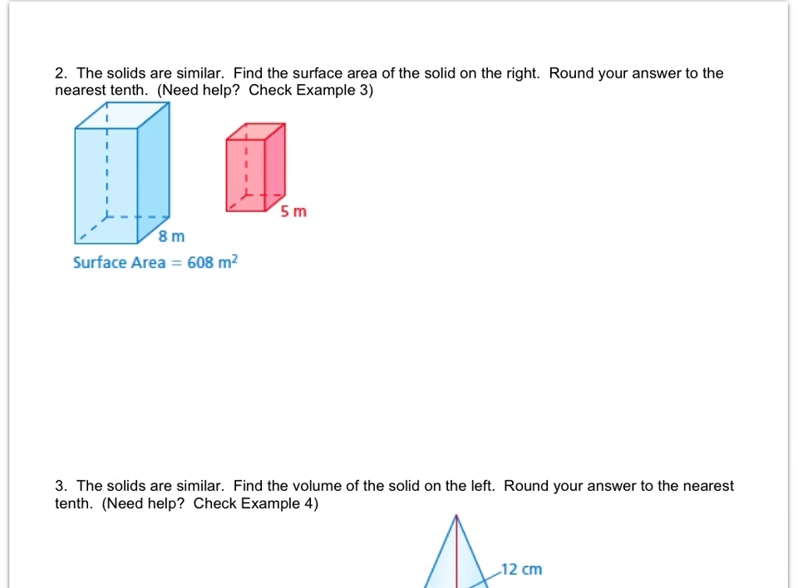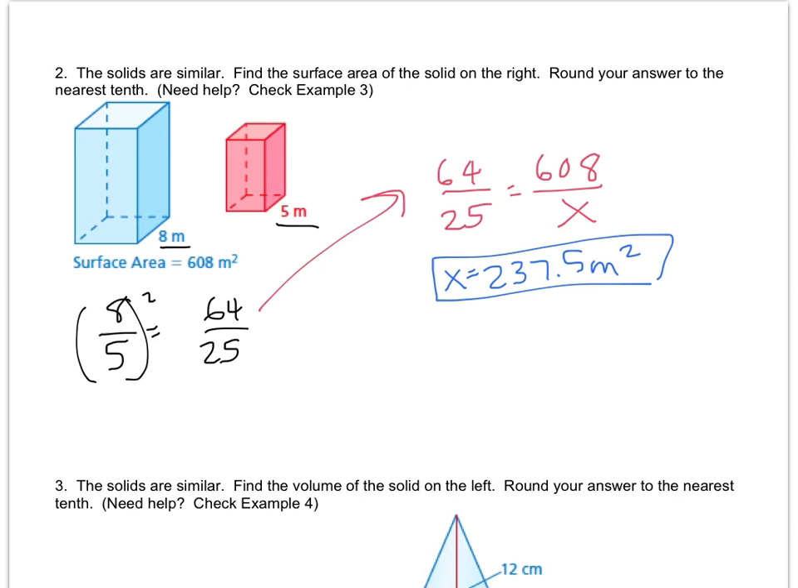All right, if you haven't already tried this one on your own, pause the video now and try it on your own, and again, check example 3 if you need help. All right, remember that the ratio of the lengths, when you square it, is the ratio of the surface area. So I took the ratio of the surface area and turned it into a proportion and solved, and I got 237.5. And I also want to point out that this is square meters because it's surface area, and area is a square unit. So your area needs a square label.